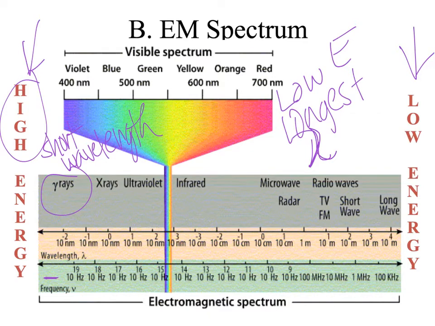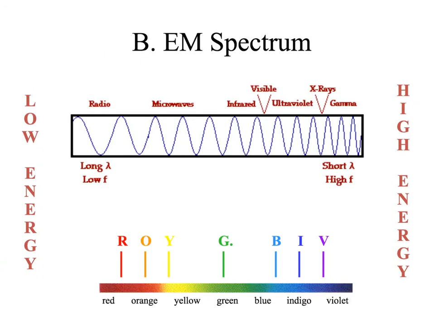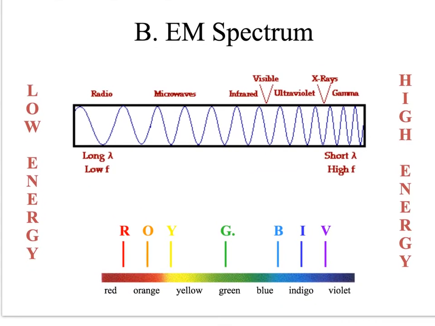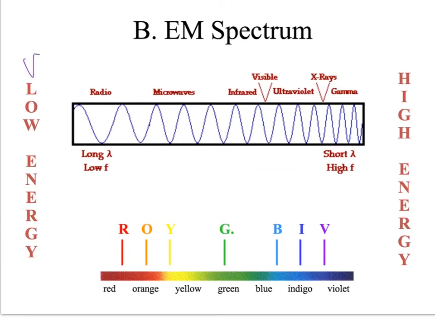So let's move on to the next slide. So this is the next slide, and if you notice, it's been flipped. The low energy is on this side this time, and high energy is on this side. And what we did is we just put the colors of the rainbow is what we're used to seeing in the order. Red's always at the top, blue's down at the bottom.